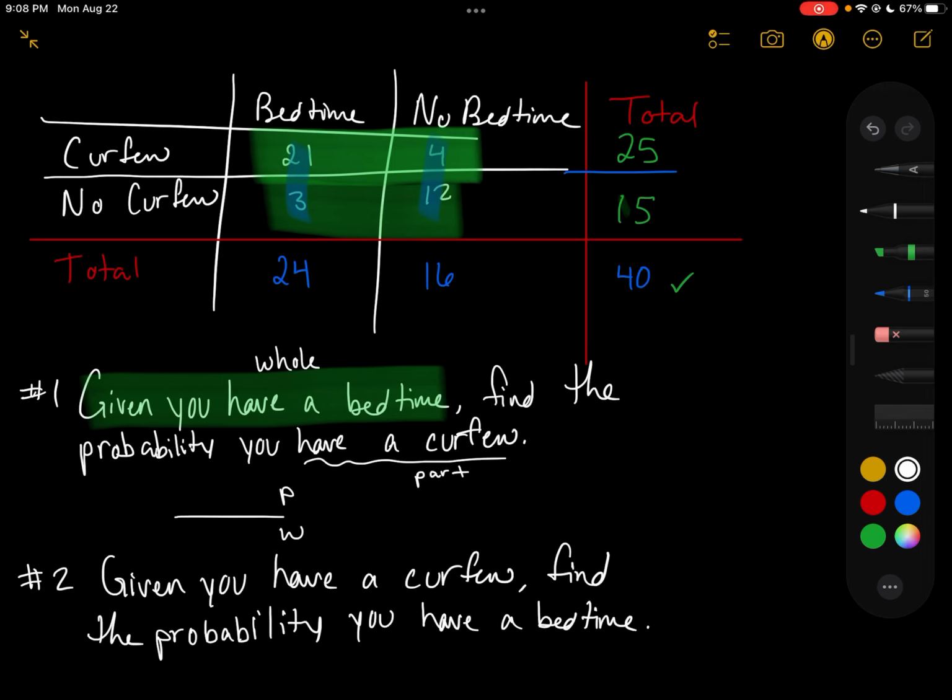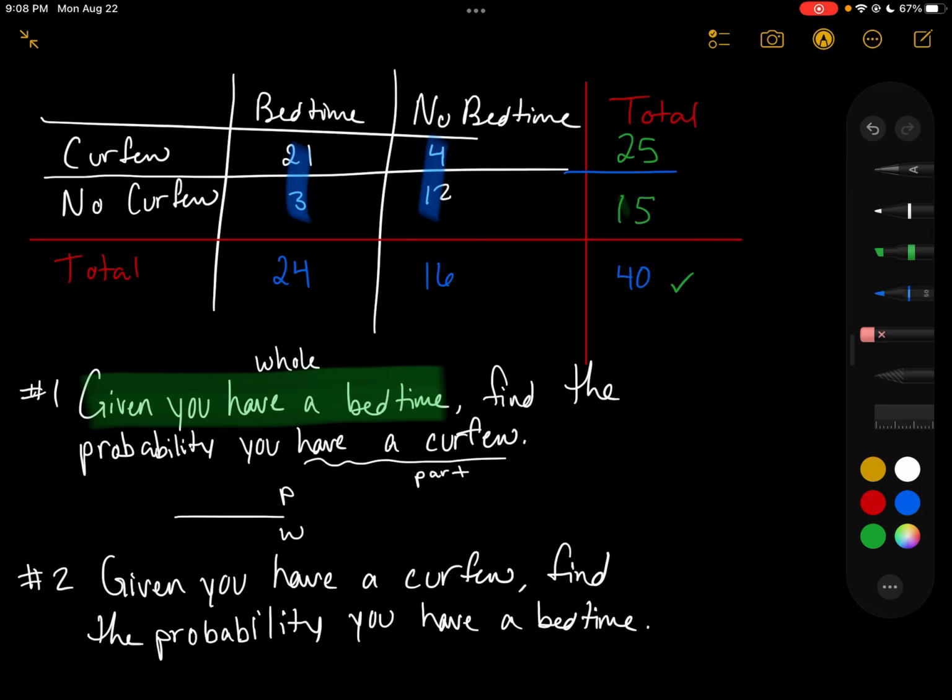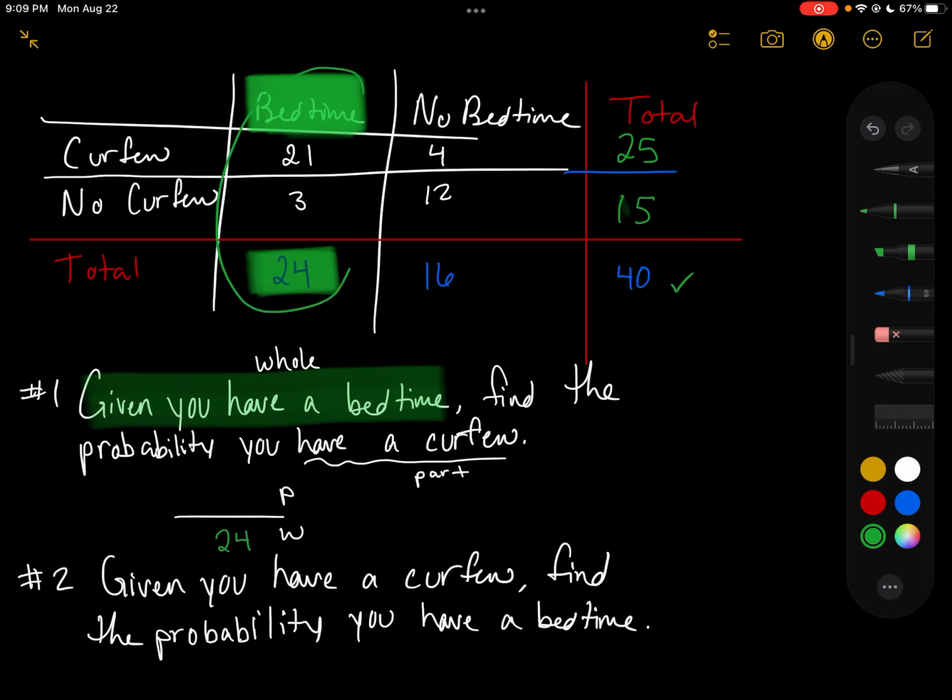So if we take a look at our chart here, I'm going to erase some of this highlighting. We are looking for the whole of bedtime. So here's bedtime, and here is the total bedtime. So that is the whole of bedtime. So this is the only information that we're looking at in what's circled. So the part has to come inside of what's circled. It has to be inside of that whole.